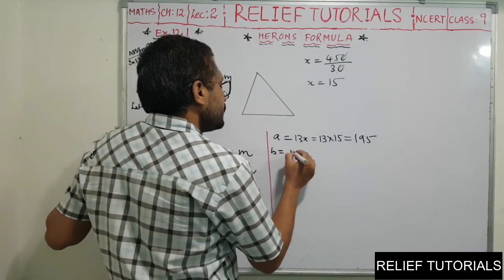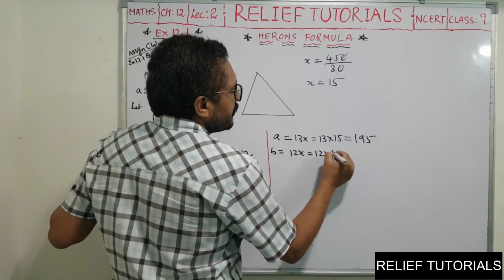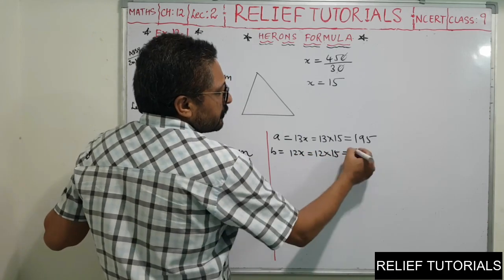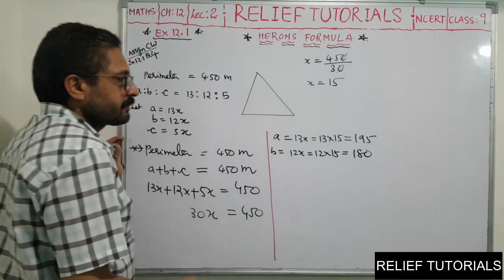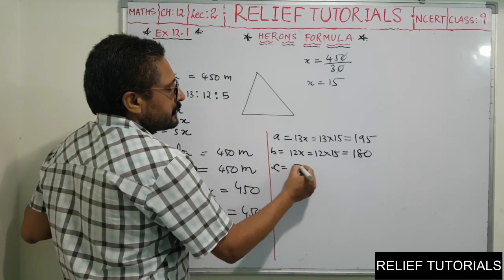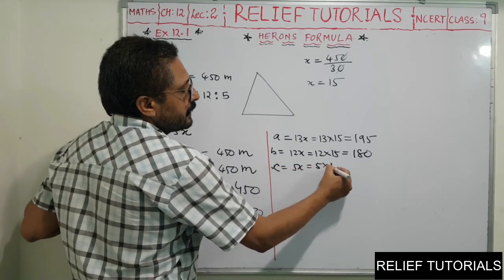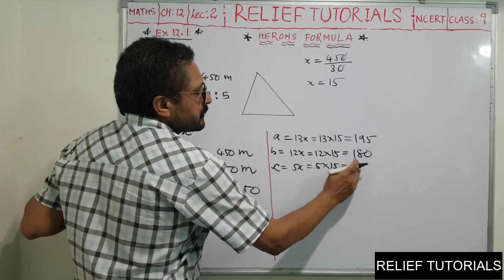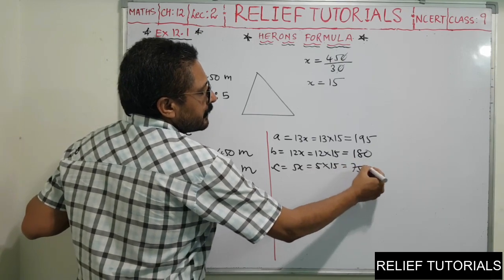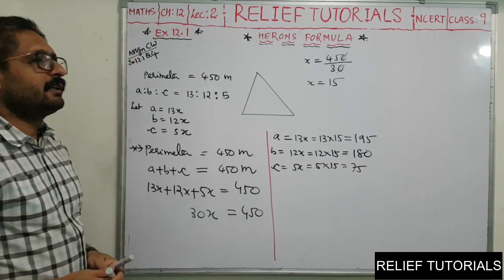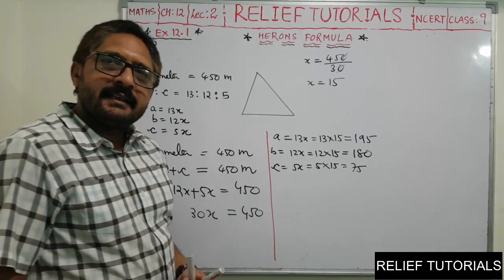Now B equals to 12x. So 12 into 15. 12 into 15 will be 180. C is equals to 5x. So 5 into 15 is equals to 75. So here we got the value of A, B and C.